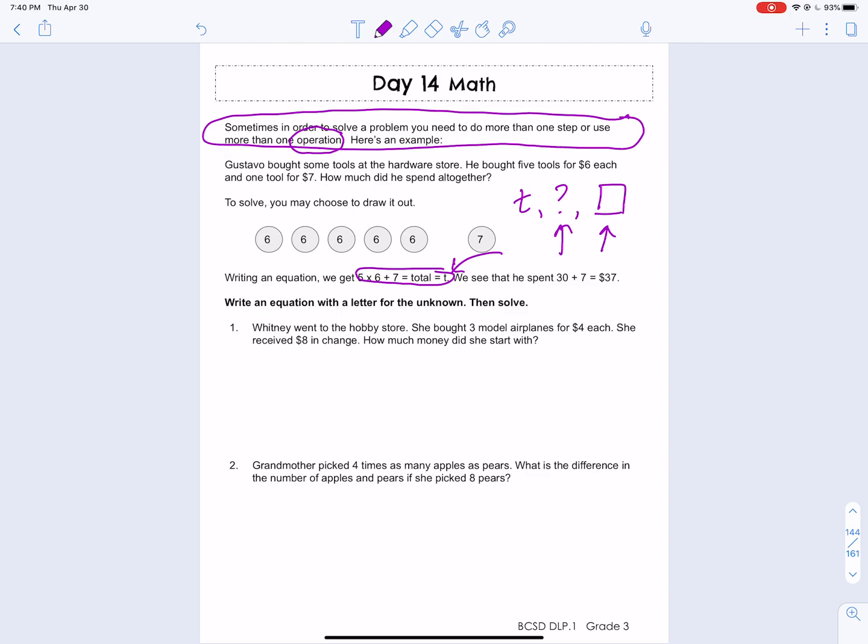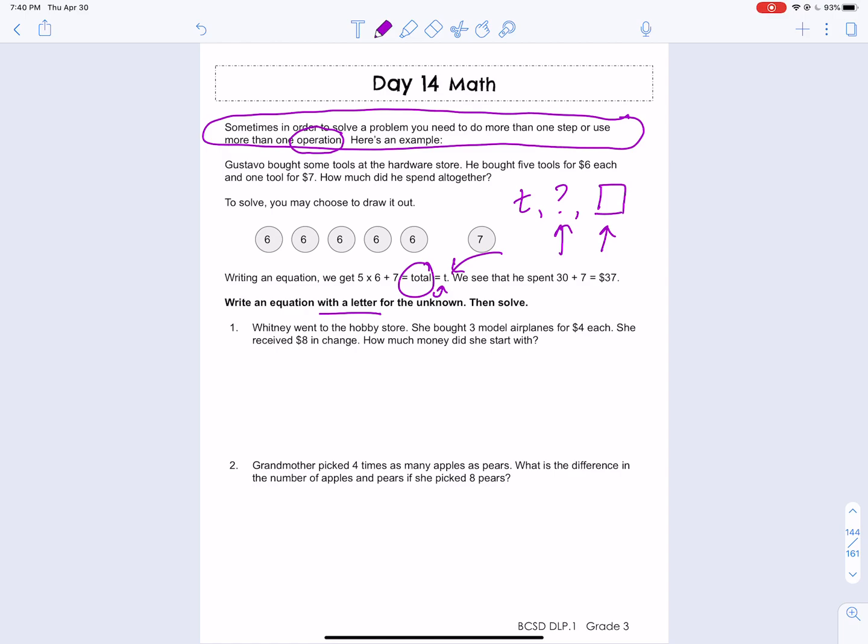In the example, that thing that we don't know is the total. 5 times 6 plus 7 equals the total. And we don't know what that total is. So they're calling the total t. Okay, let's see how that applies down below in number 1, where we have to write an equation with a letter for the unknown, then solve.